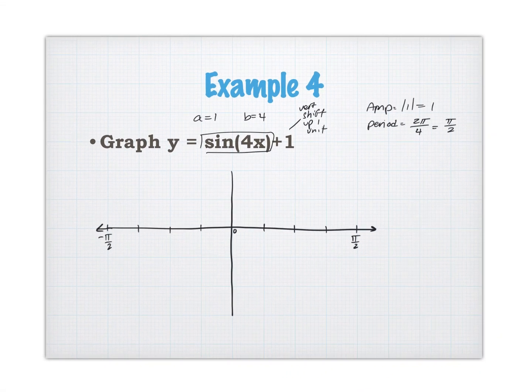Now I have to figure out what my quarters are going to be. So I'm going to start with that. I'm going to do a quarter of pi over 2, and that's going to be pi over 8. So that's here, pi over 8 and negative pi over 8. I'm going to do half of pi over 2, which is pi over 4. So that's here, and negative pi over 4. And I'm going to do 3/4 of pi over 2, which is 3 pi over 8, which is here and here.